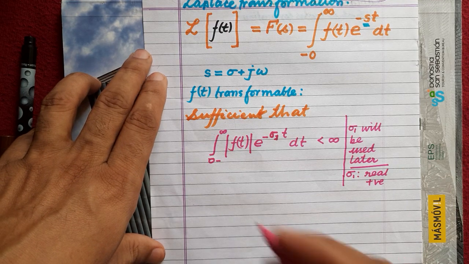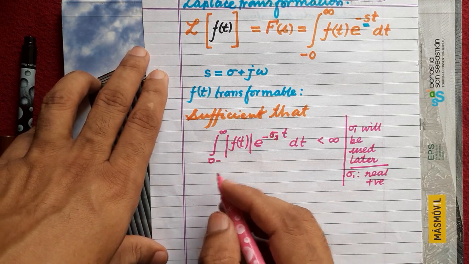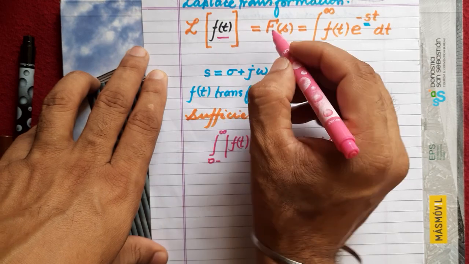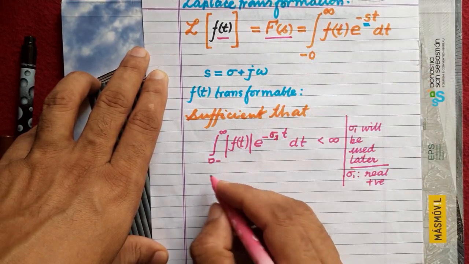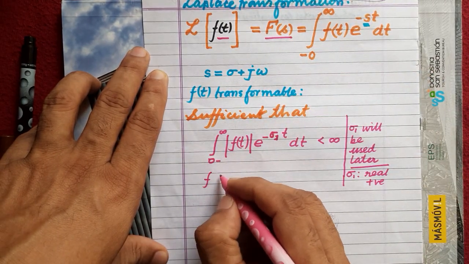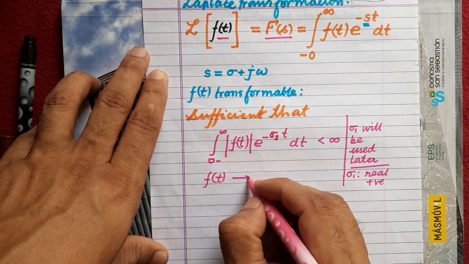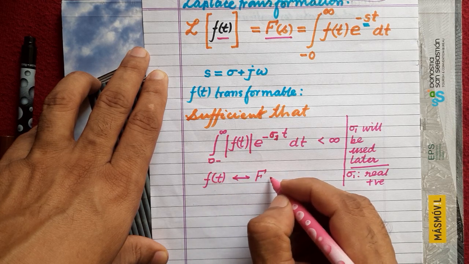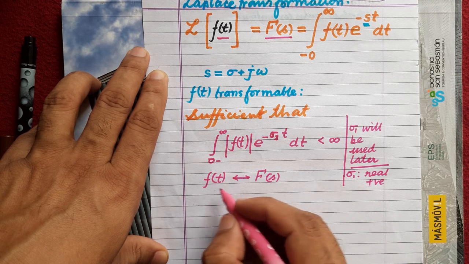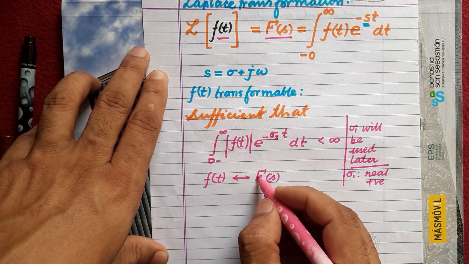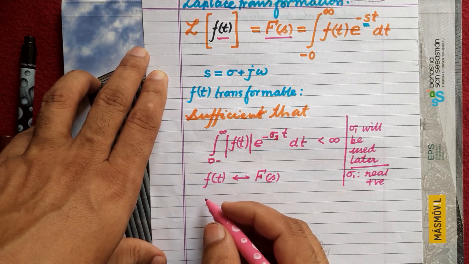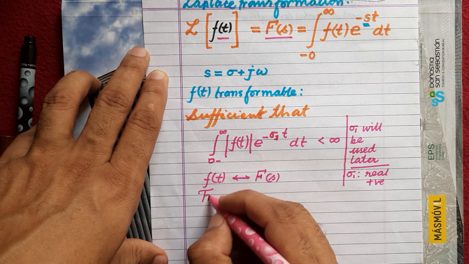Now for f(t) we have got F(s), so we call it a transform pair, f(t) and F(s). This f is small and this F is capital, so this we call a transform pair.